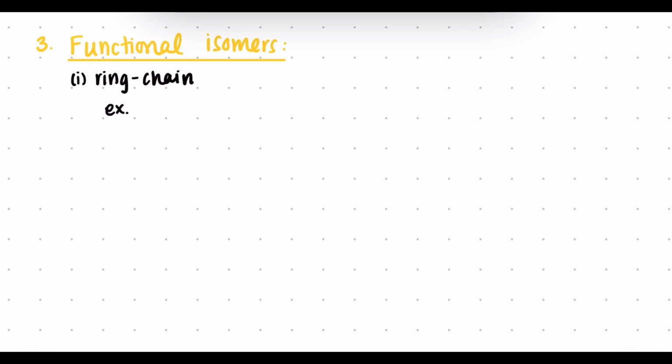So obviously, as the name suggests, the two isomers are, one is a cyclic compound, and the other one is a chain, like a regular chain compound. Now, we could take a simple example. One is this, and another one is this.